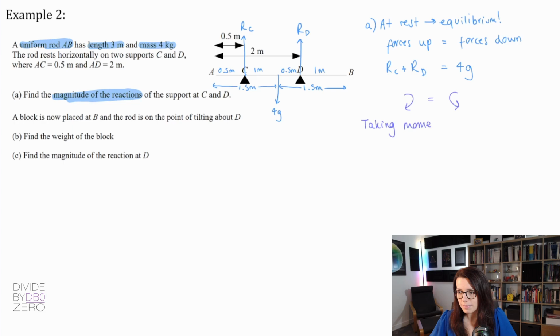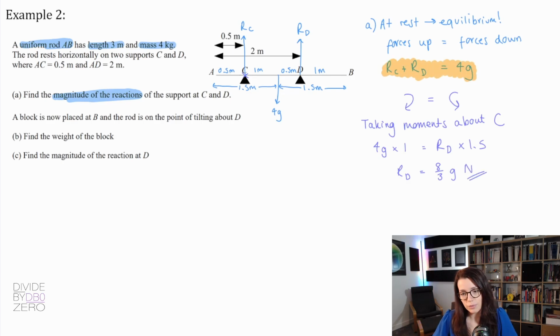So let's take moments about C, and I'm going to put a cross here. You could also take moments about D, by the way. It's just personal preference. If we do that, then clockwise we have 4G times 1, and anti-clockwise we have RD times 1.5. We solve for RD and we get 8 over 3G newtons. To find RC, we just sub into this equation. Very similar to the previous question. RC plus 8 over 3G equals 4G. That means RC is going to be 4 over 3G newtons.